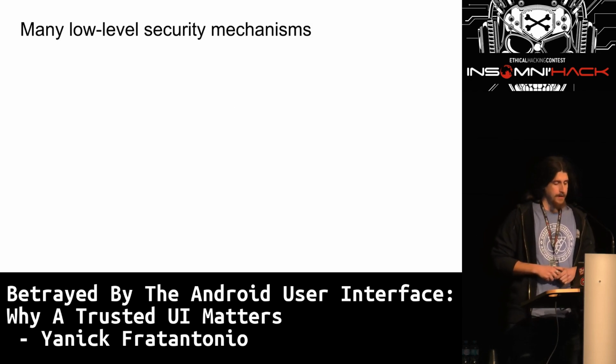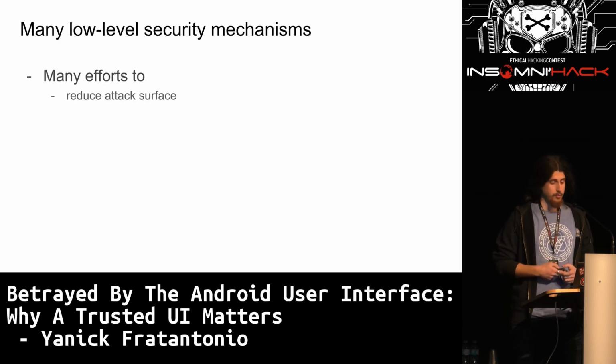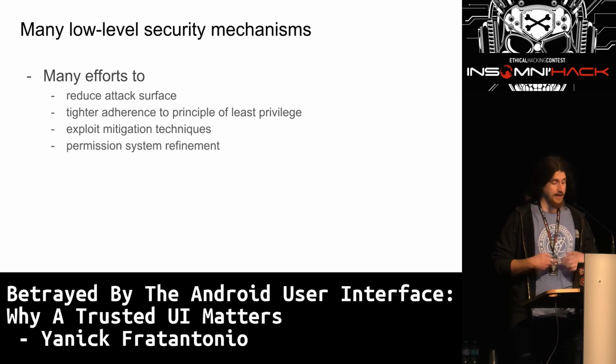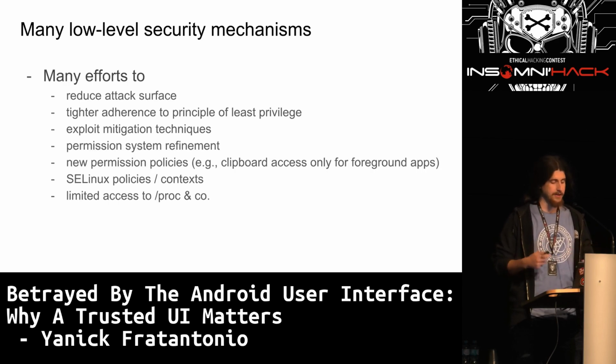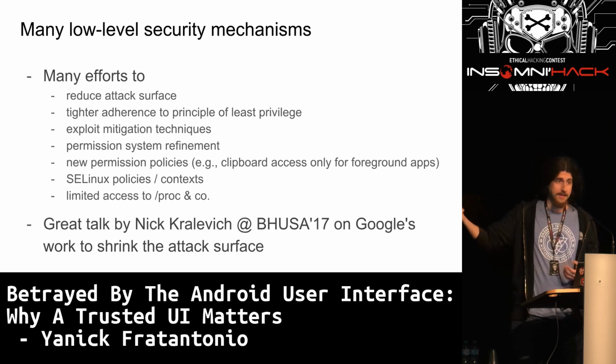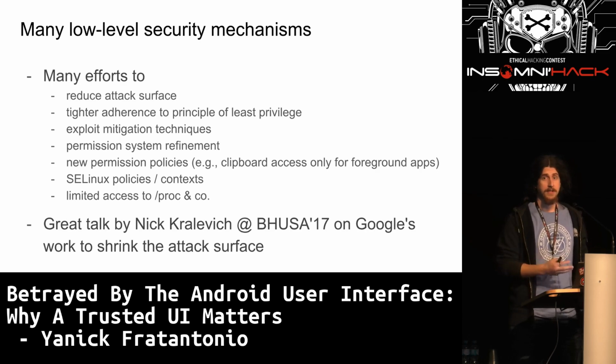All right. So I mentioned there are security mechanisms to prevent third-party apps from doing bad stuff. And there are many efforts from the Android security team to make sure that they cannot do much damage. There are efforts to reduce attack surface, principle of least privilege, exploit mitigation techniques, and you name it, permission systems, Linux, and so on. Or restricted access to /proc and similar directories. Okay, if you want to get an overview, there is an awesome talk by Nick Kralevich, who was the previous director of Android security at Google, and it's a very nice overview of all the efforts from the team to improve the security of Android.